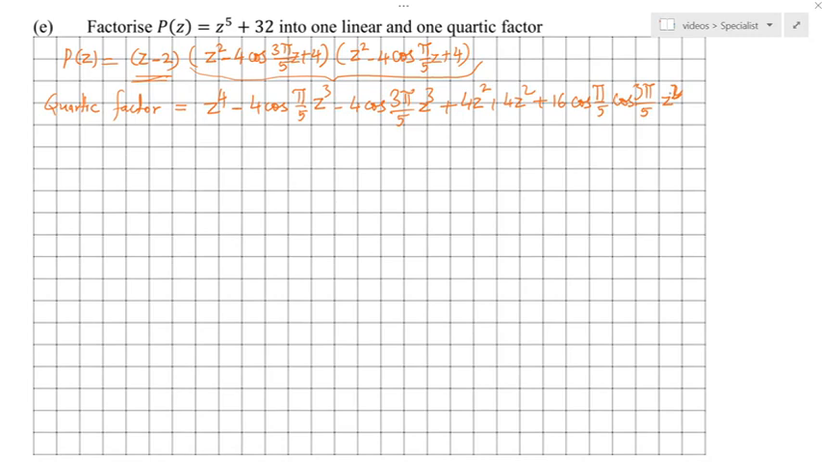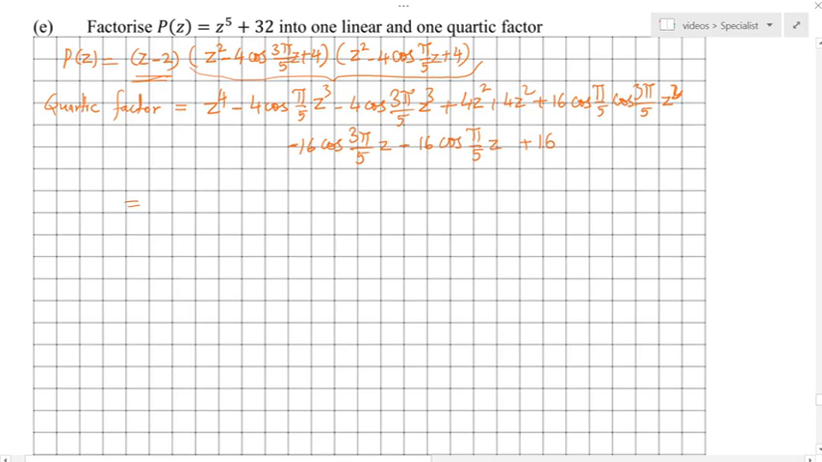And then we're looking for z terms. So you get one z term by multiplying this term here with the 4 here, and likewise this term here with the 4 here. That will give us a z in both cases. So the two z terms will be 4 times 4, so minus 16 cos 3 pi over 5 z, and then you get minus 16 cos pi over 5 z, plus 16 is your final constant term.